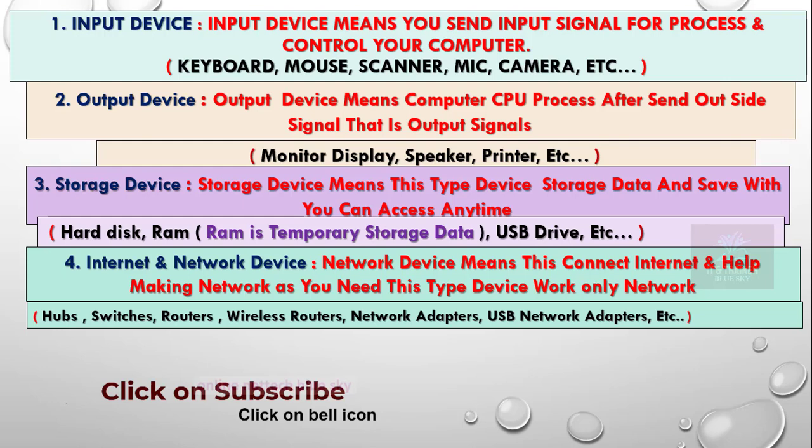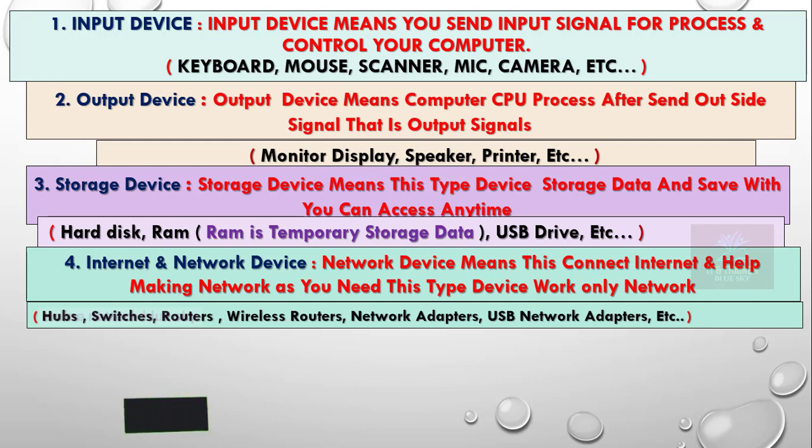Okay, so hub, switch, router, wireless router. I will discuss in the network series what a hub is, what a switch is, and what a router is, one by one. So these are network-related devices.